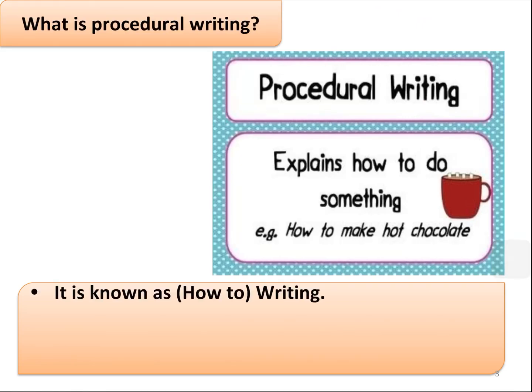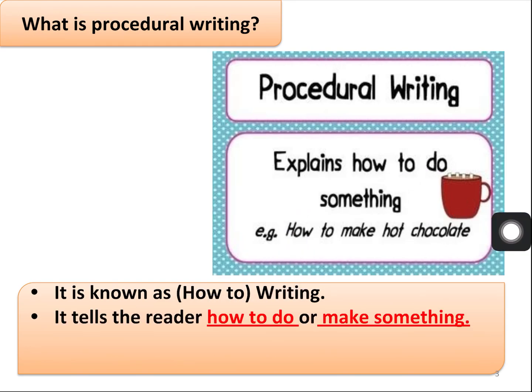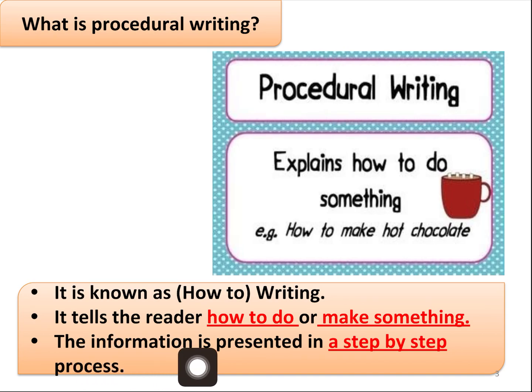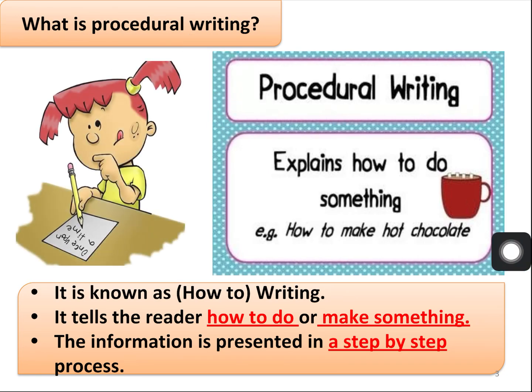So what is procedural writing? Procedural writing is known as how-to writing. It explains how to do something. It tells the reader how to do or make something. The information is presented in a step-by-step process. Okay, so for example, we can learn how to make hot chocolate in procedural writing. Okay?